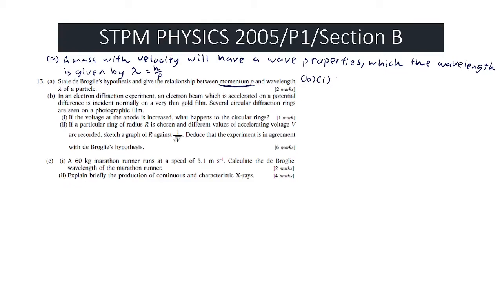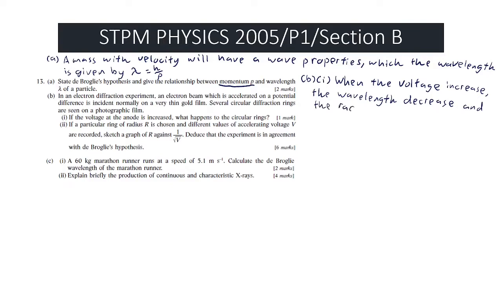So when the voltage increases, the wavelength decreases, and the radius of the ring decreases.